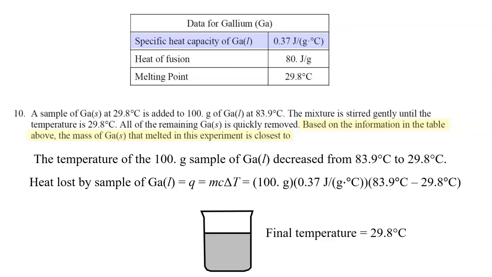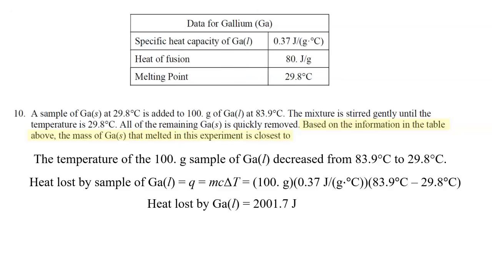So m is the mass of the liquid gallium, which is 100 grams. c is the specific heat capacity of the liquid gallium, which is 0.37 joules per gram degree Celsius. And because the initial temperature was 83.9 degrees Celsius and the final temperature is 29.8 degrees Celsius, we have our delta T. So I will pick up my calculator and do 100 times 0.37 and then times the quantity which represents the delta T. That's a difference of 83.9 minus 29.8.